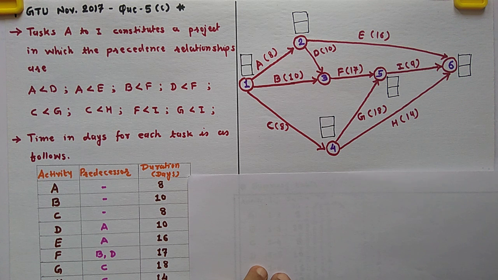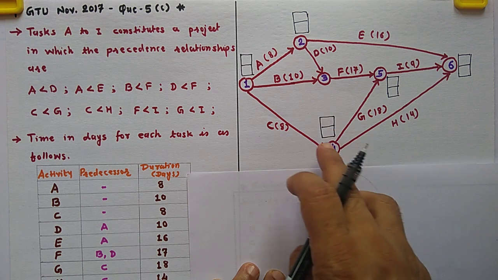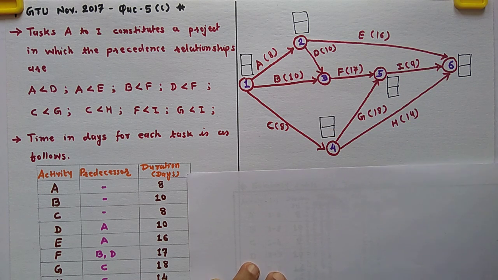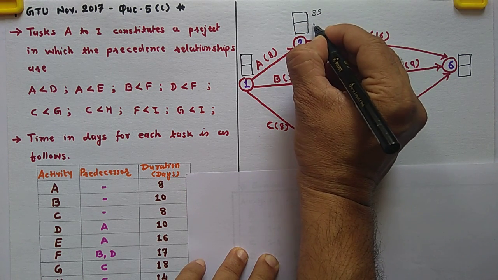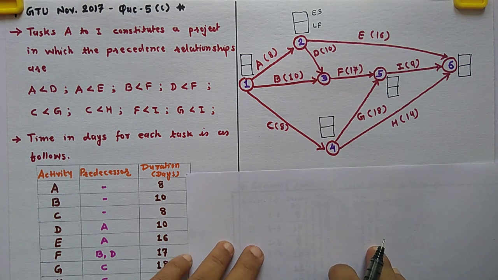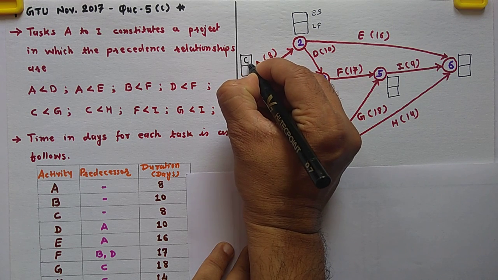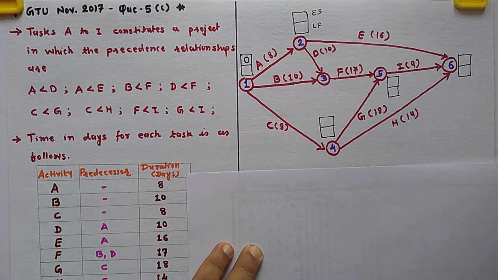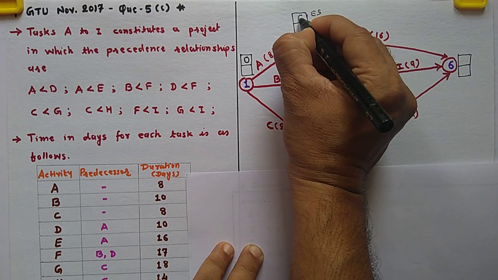Now we have to find out the total float. For the total float we have to calculate the earliest start time and latest finish time of all the events. In this figure I have drawn square boxes. In the first box we write the earliest start time, and in the second box the latest finish time. For the first event the earliest start time is always 0. For the second, 0 plus 8 is equal to 8.